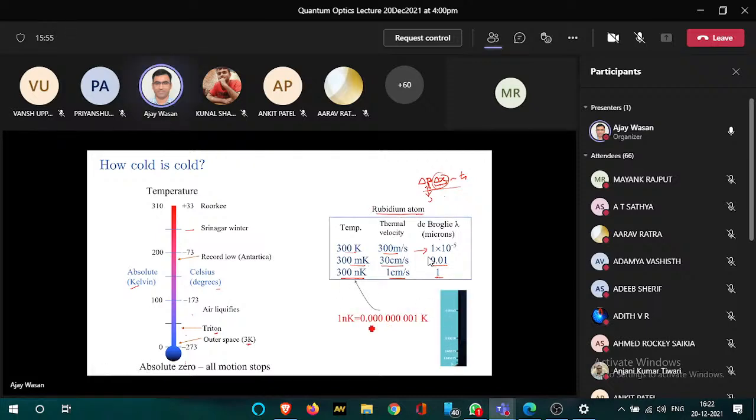So we have to reach 1 nanokelvin, up to the temperature that I'm talking about here. Many groups are working on this nowadays, but most of the groups are working within 100 to 200 nanokelvin, and that is more than enough to do many experiments. What type of experiments they are doing, I will discuss in the coming slides.